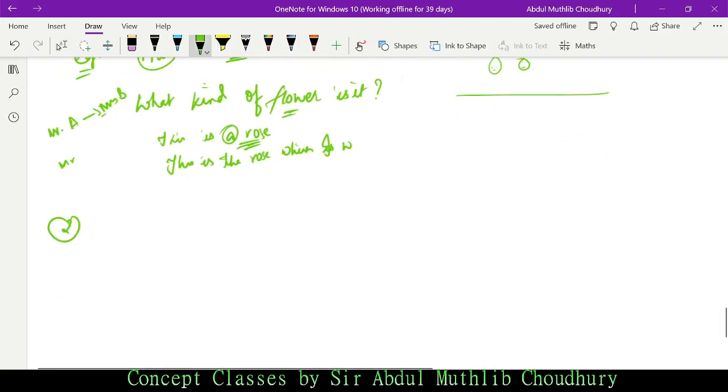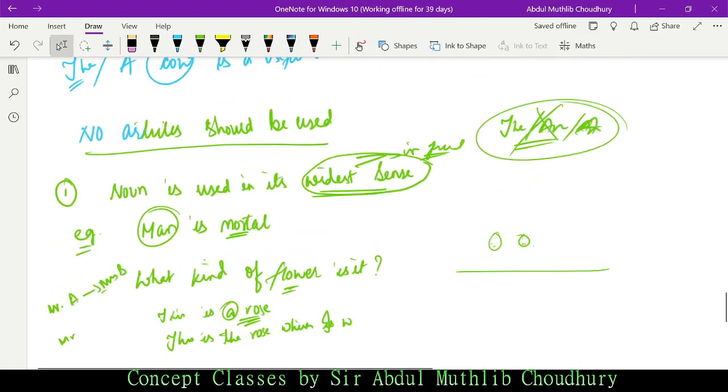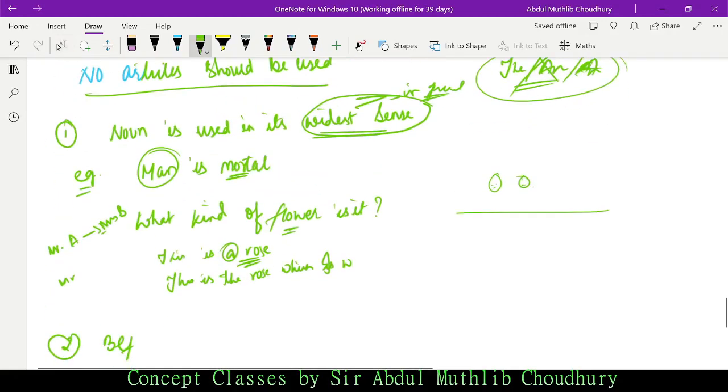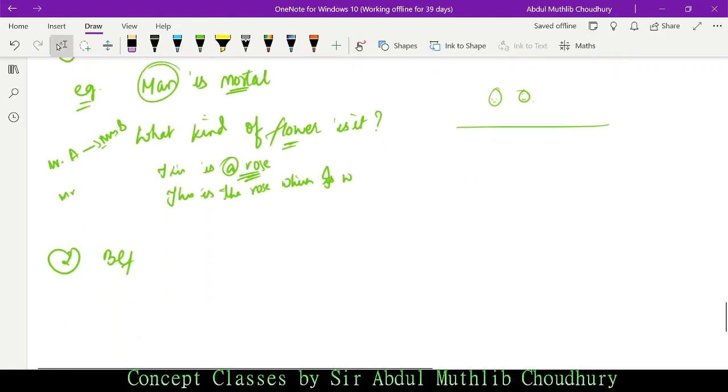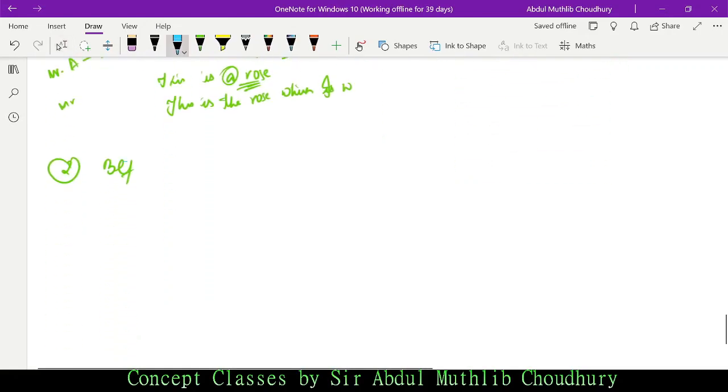Next, you can use it before names of materials, okay? What did we learn? That no article should be used if the noun is used in its widest sense. Now you know when it is used in its widest sense. Again, you should avoid using articles before names of materials, okay?